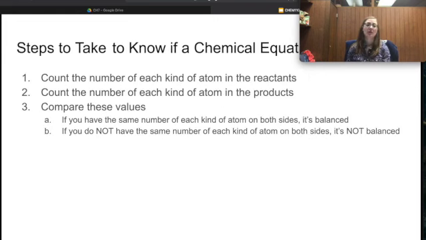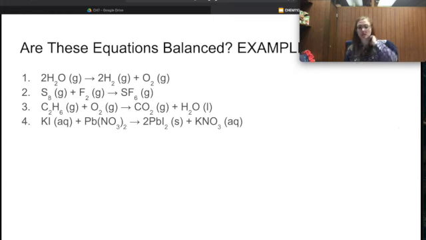So we want to talk about some steps to take to know if a chemical equation is balanced. Pretty straightforward. Count the number of atoms in the reactants, count the number of atoms in the products, and then just compare. If you have the same number, it's balanced. If you have a different number, it's not balanced. So let's work through a couple of problems here. I'm going to do the first two written out on the screen, and then after that, I'll just talk about 3 and 4 out loud.